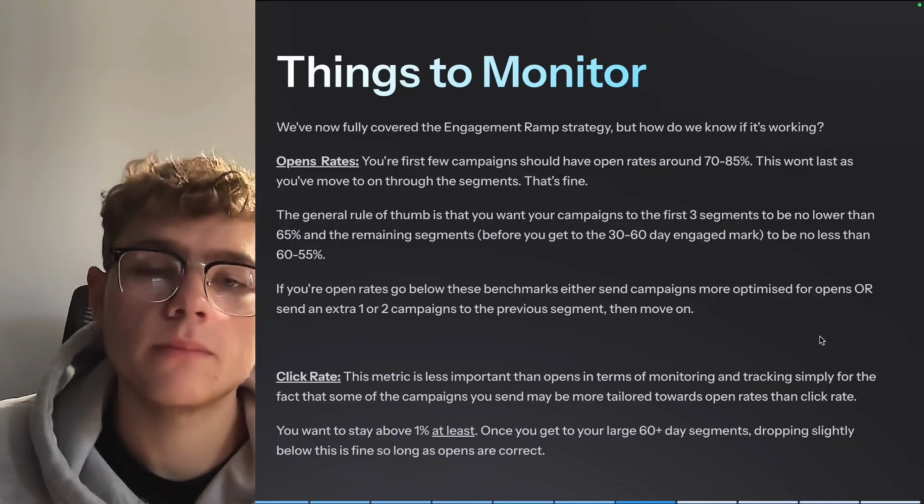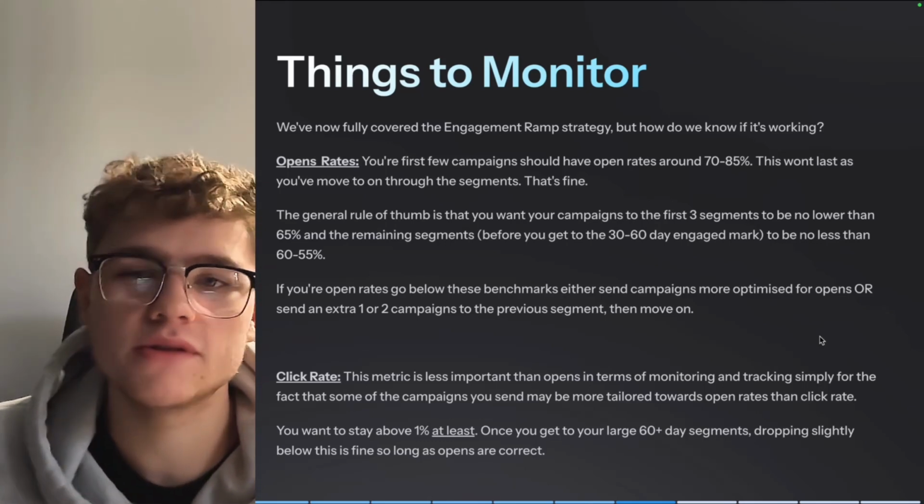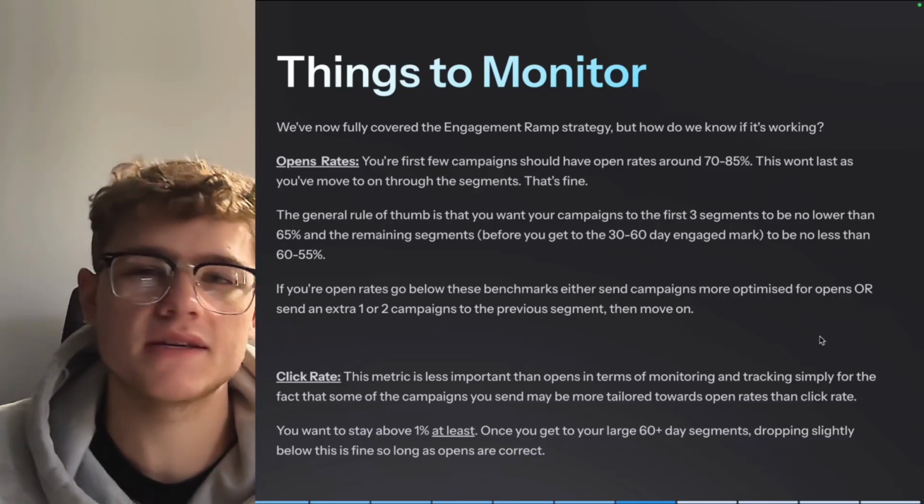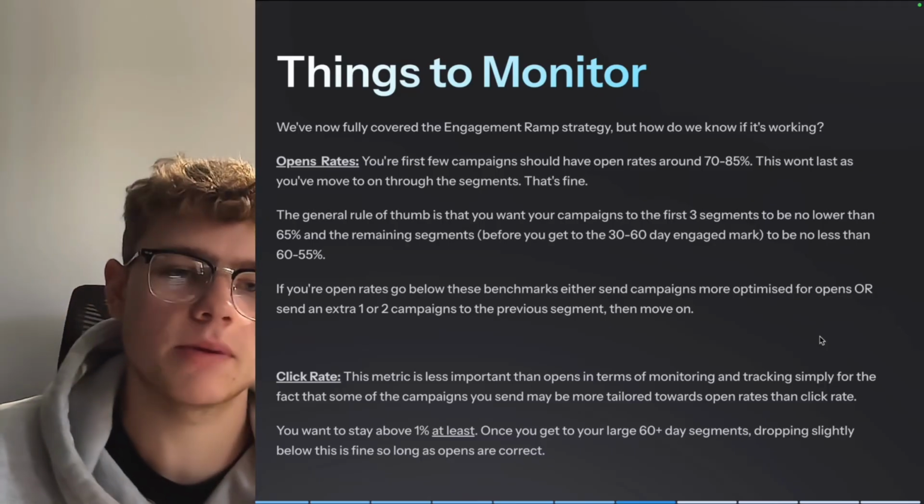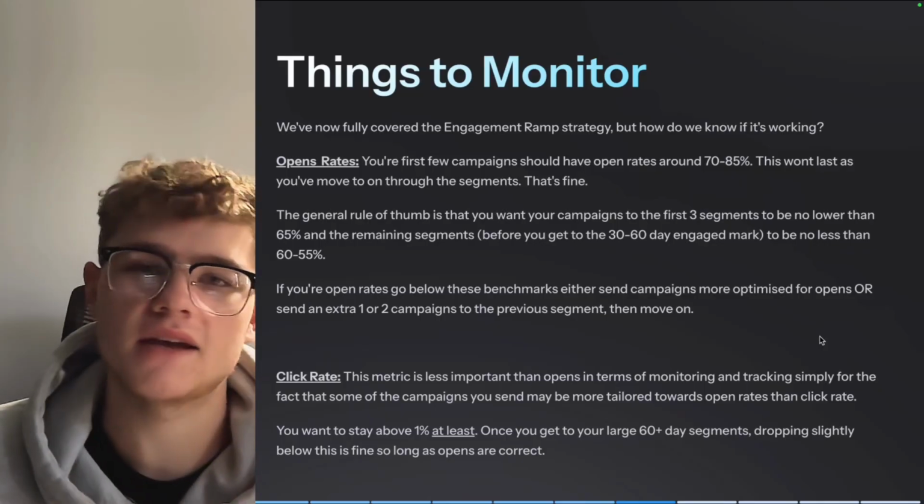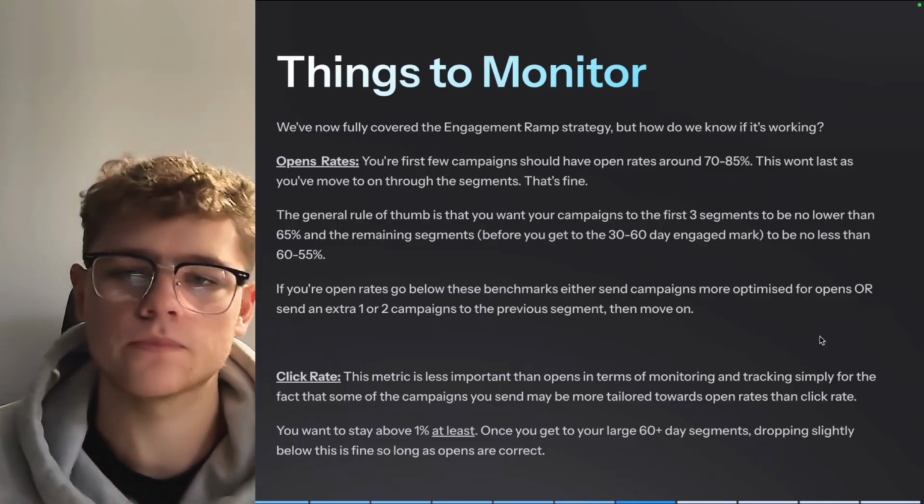So the general rule of thumb is that your campaign sent to the first 3 segments should have open rates no lower than 65, and then the remaining segments, before you get to around 30, 60-day engaged, should have no less than 60 to 55%. If your open rates go below these benchmarks, either send campaigns more optimized for opens and clicks, or the easier way, just send an extra 1 or 2 campaigns to the previous segment and then go ahead and move on as you were.